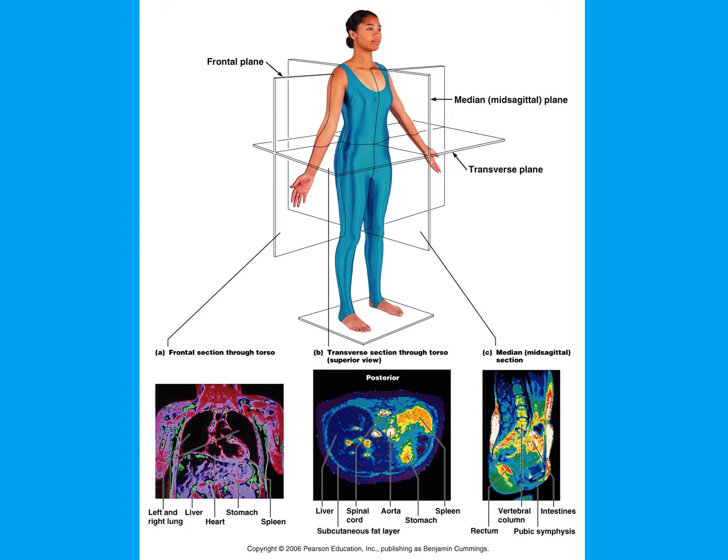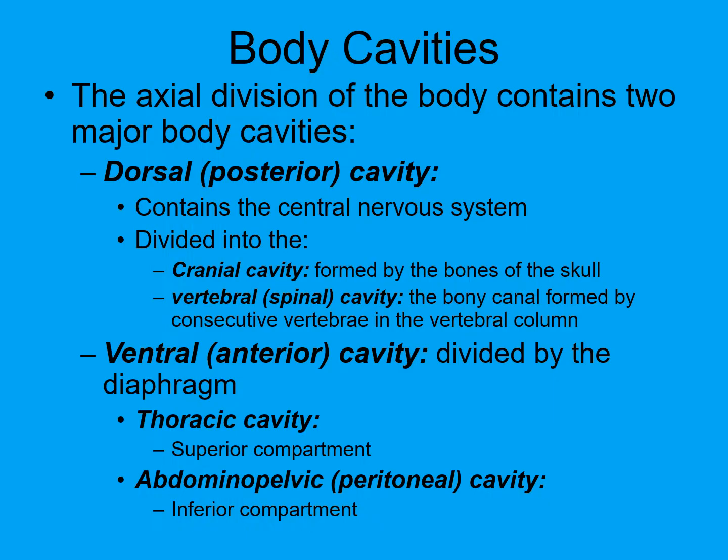What is it that you're looking for? What information are you trying to gain? That determines what type of a view you need to see. So what type of a plane do you need to be looking at?